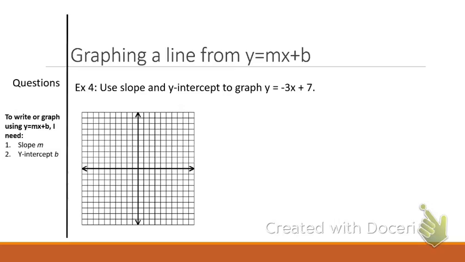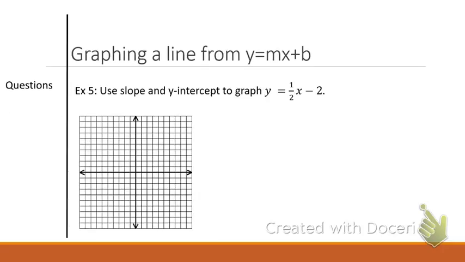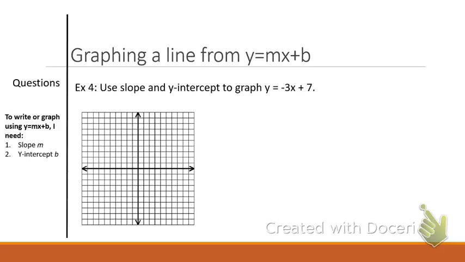In this case, it says use slope and y-intercept to graph y equals -3x plus 7. I want to identify slope and identify y-intercept. When I look at this, I can go ahead and identify slope is always the coefficient of the term with the x, and y-intercept will always be the constant whenever y is isolated. So a great question to ask yourself is, is y isolated? In this case, yes it is, so the slope is easy. m equals -3 and b equals 7.